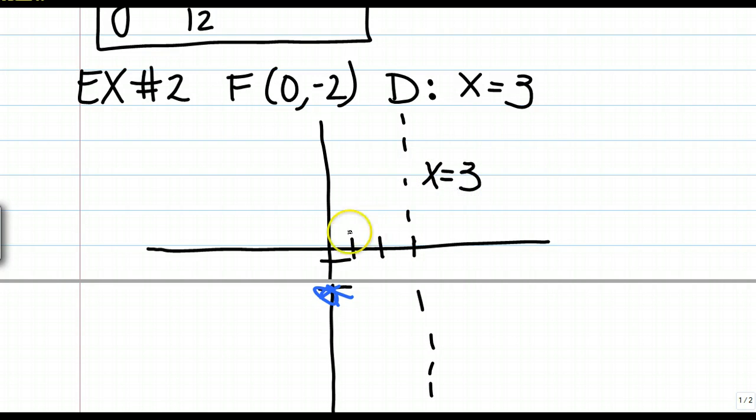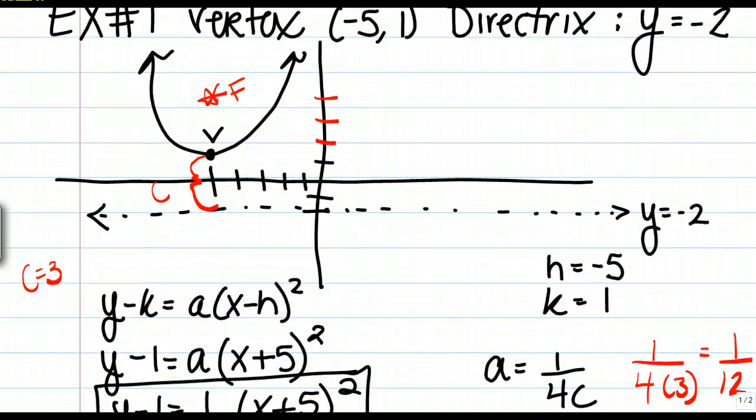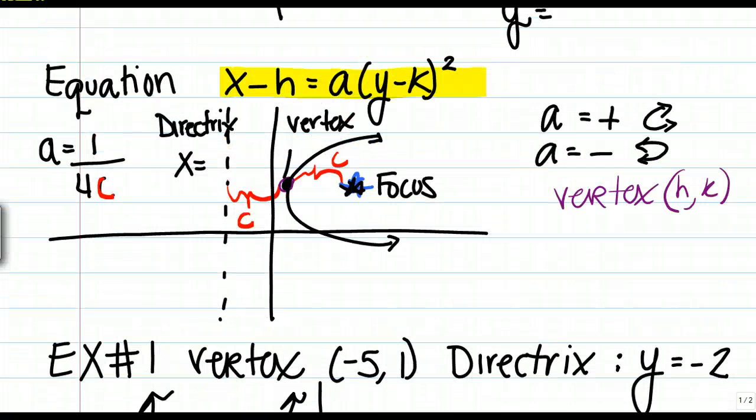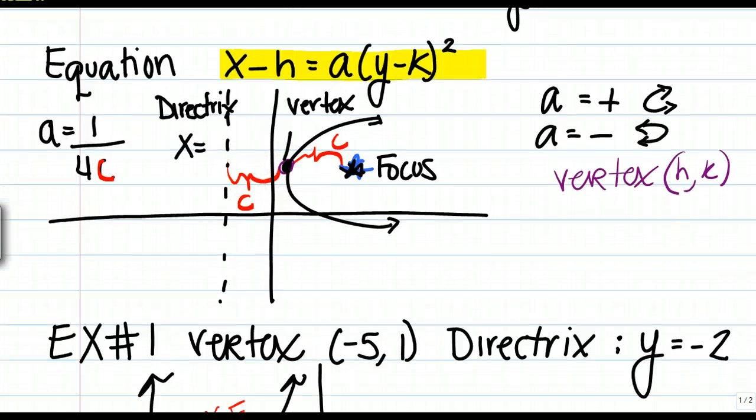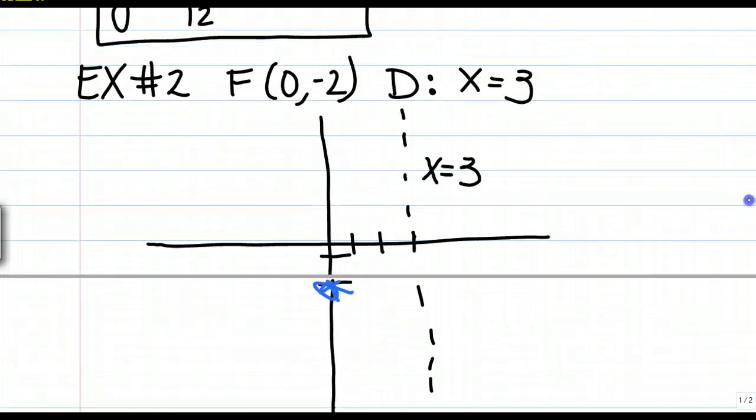And I don't know where my vertex is, but I know that it has to be in between the focus and the directrix, because if we look here at some of our graphs, remember, the distance from the vertex to the focus is the same as from the vertex to the directrix, so it has to be in the middle. So let's find out what that middle point would be.